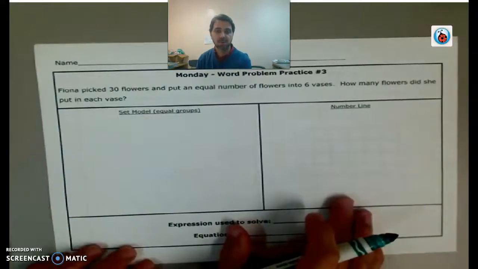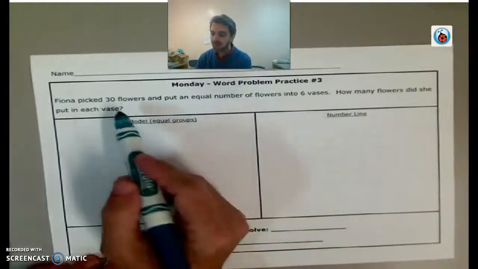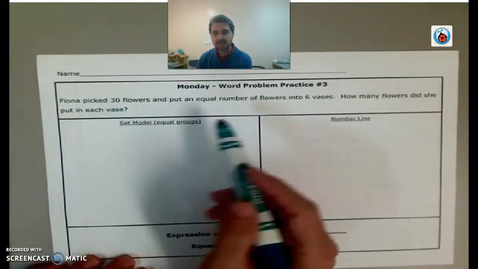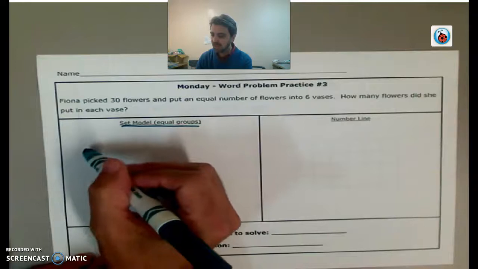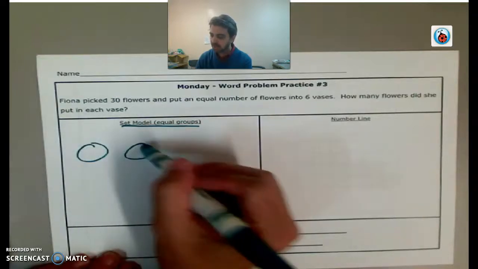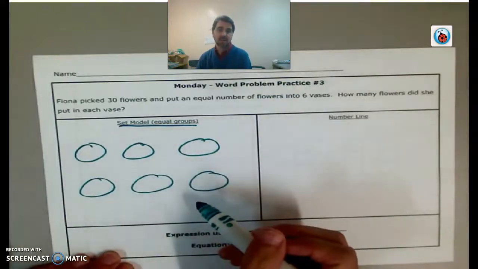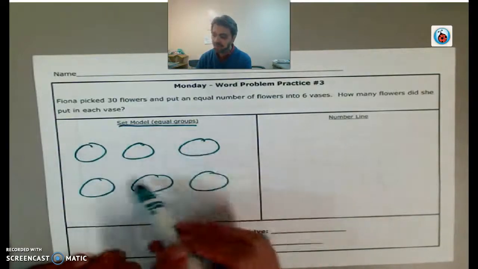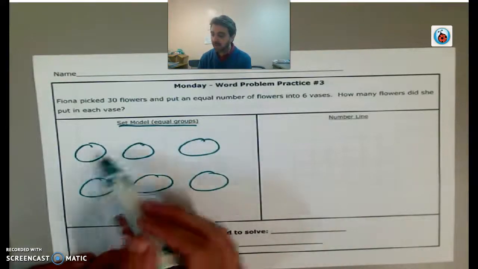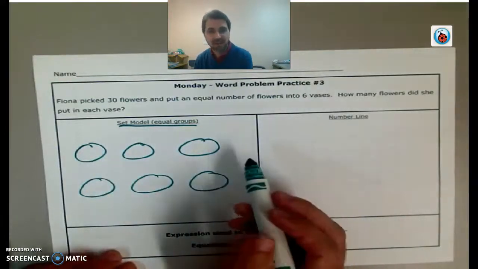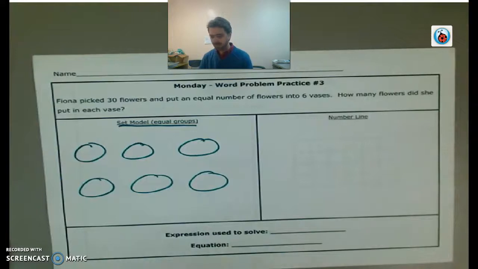All right, so how did that go, boys and girls? I'll start with the set model. I'll show you what I was thinking: I know there's 30 flowers, and I know she put them into 6 vases. So if I'm doing a set model of equal groups, I'm going to do 1 vase, 2, 3, 4, 5. So it's 6 vases, right? And I have 30 flowers to give to all of these vases. All right, so how am I going to figure this out? So let's start with maybe, what if I gave, this would be good to have a pencil, right?